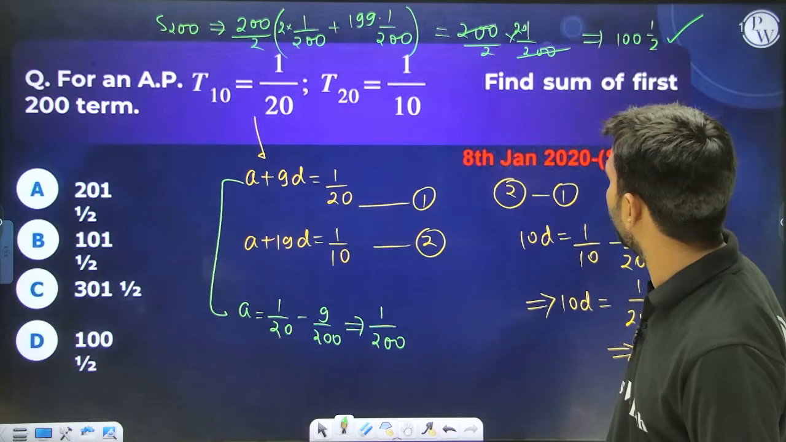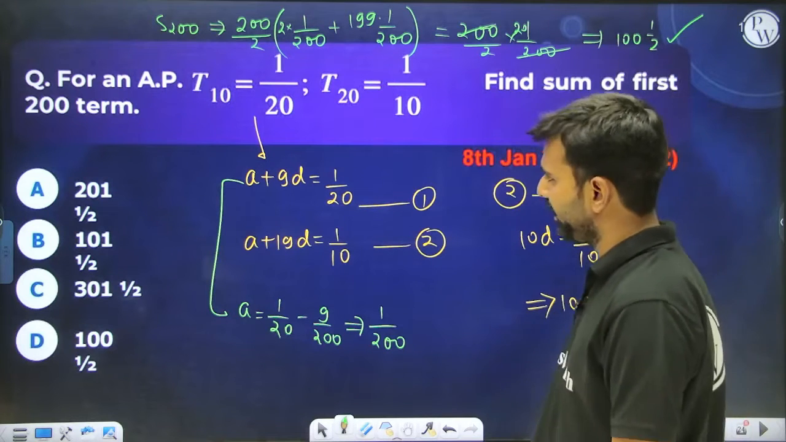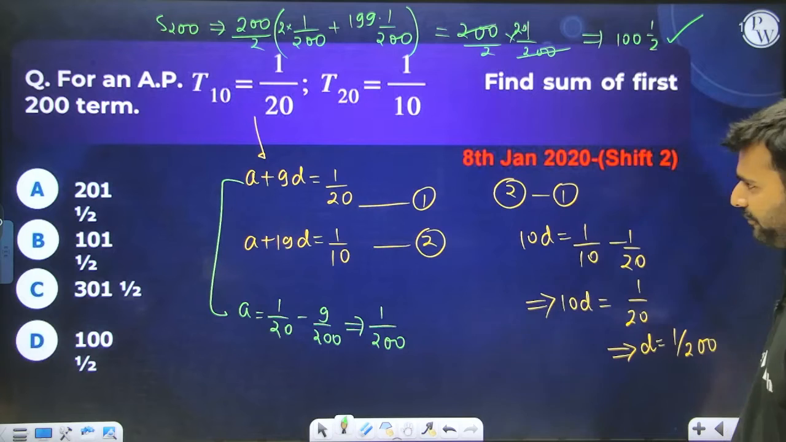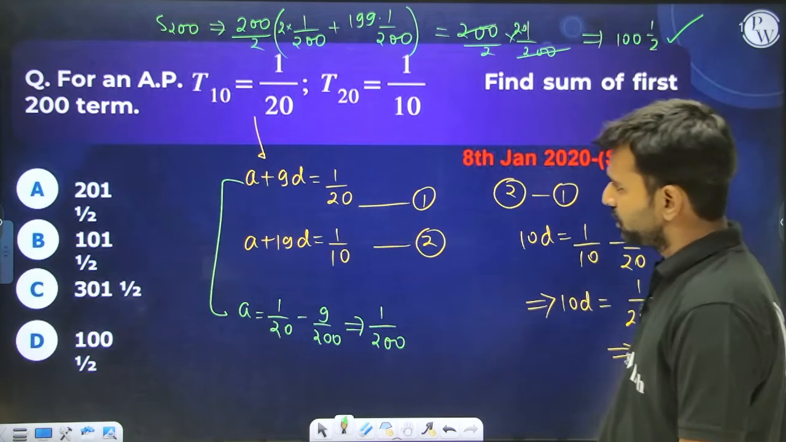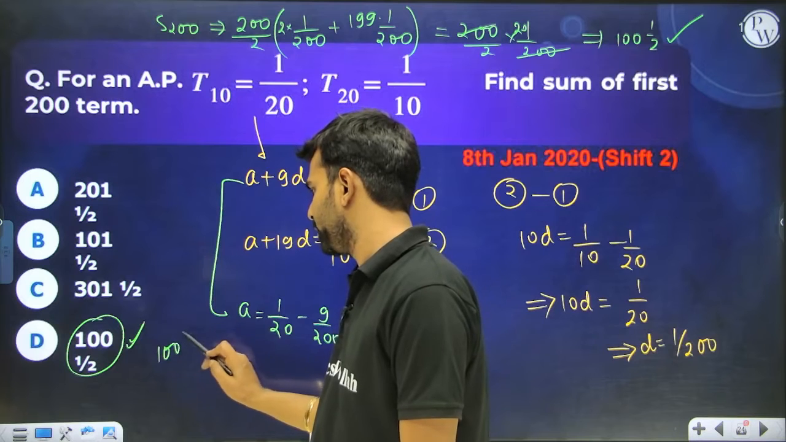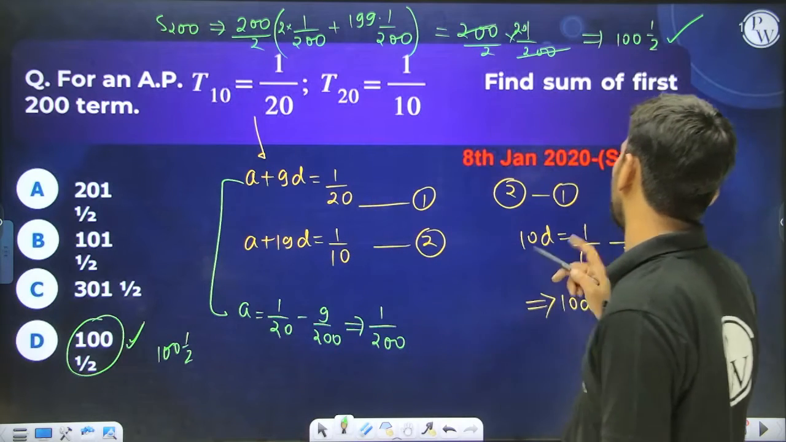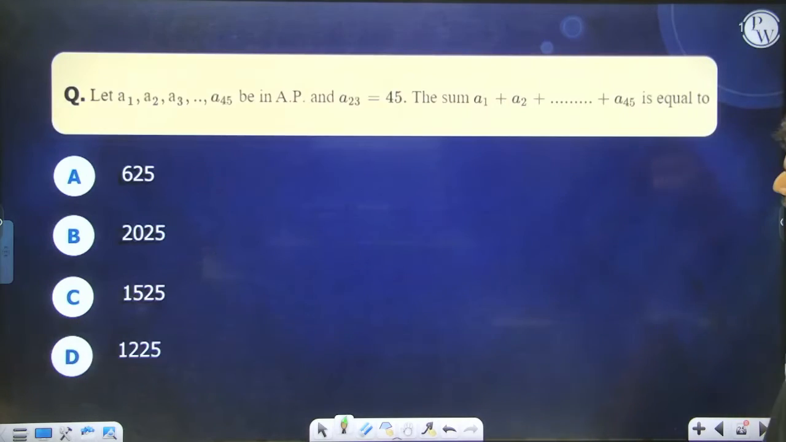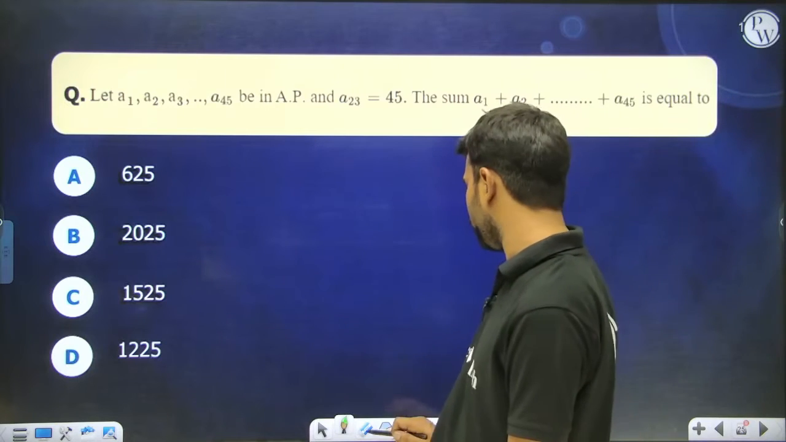Right, I hope you people got this particular thing. So the answer is D. This is written as a mixed fraction, 100 and 1 by 2, and its value is nothing but 201 by 2. Alright, moving on to the next problem.